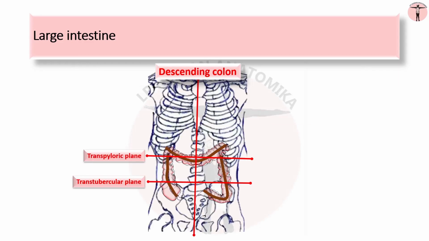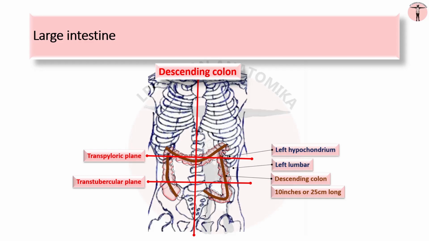Coming to the descending colon, the descending colon is about 10 inches or 25 centimeters long and 3.5 centimeters in caliber. It is located in the left hypochondrium, left lumbar region, and left iliac fossa. It runs vertically downward in the left paracolic gutter from the left colic flexure to the iliac fossa. From the iliac crest, the distal part turns medially towards the pelvic brim, where it becomes continuous with the sigmoid colon. It is narrower and more deeply located than the ascending colon.